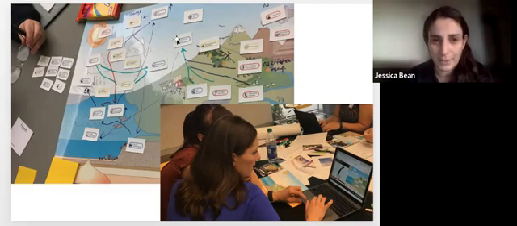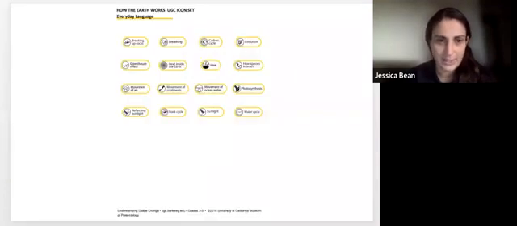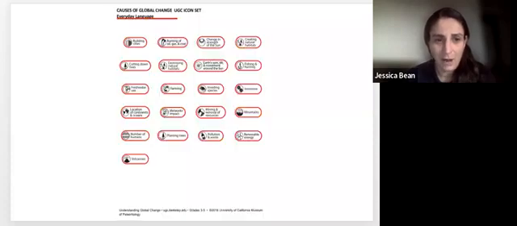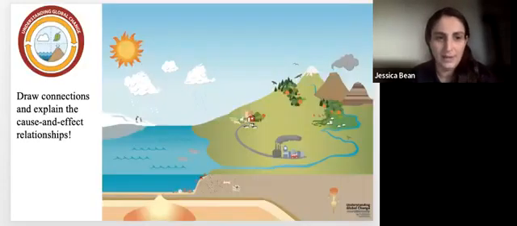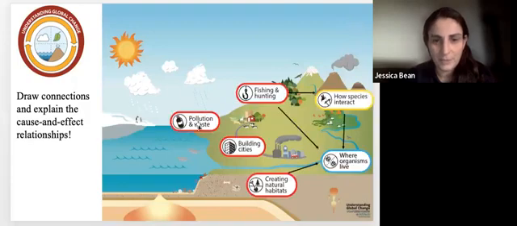So we have various ways of doing this. You can use laminated posters and cards, but we also have a digital version, which I'll show you in a second. We have all of these little icons on PowerPoint, so you can grab these and move them around, edit them, and arrange them as appropriate for your students. You don't show them all of them at once, but you can select the ones that you need. So it allows you a way to draw connections and explain cause and effect relationships, right?